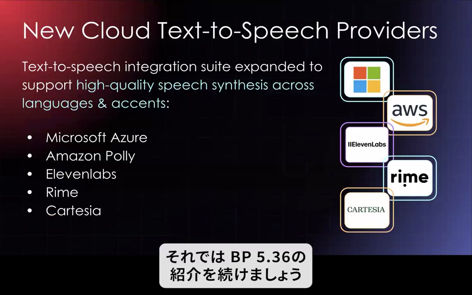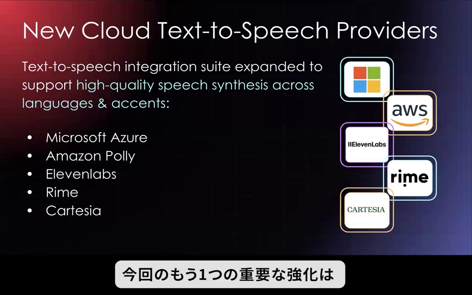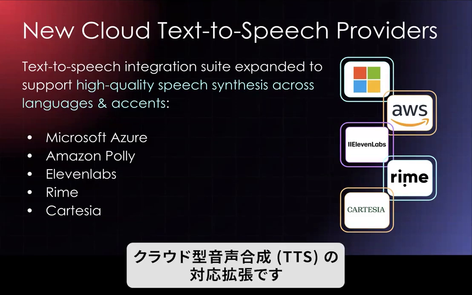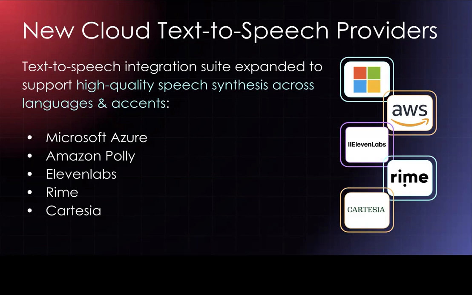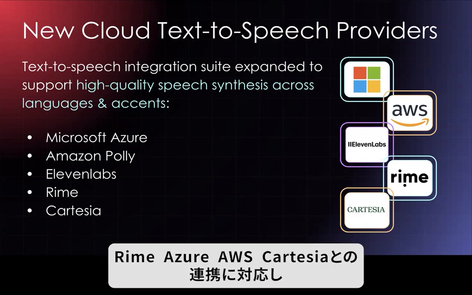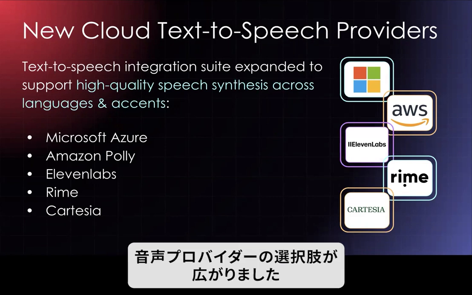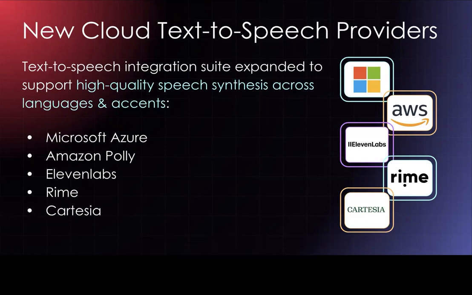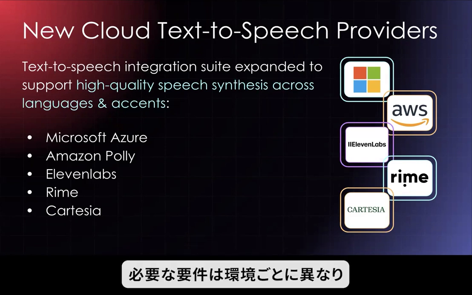All right, let's continue our discovery of Bright Pattern 536. Another important enhancement in this release is extended support for cloud-based text-to-speech providers. Bright Pattern now supports integrations with 11 Labs, Rhyme, Azure, AWS, and Cartesia, giving organizations significantly more flexibility when selecting a voice provider. Of course, every deployment has different needs.